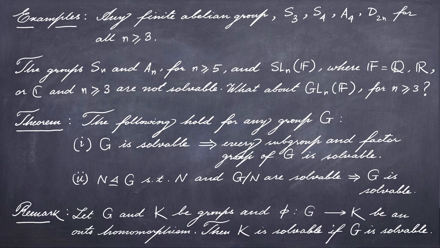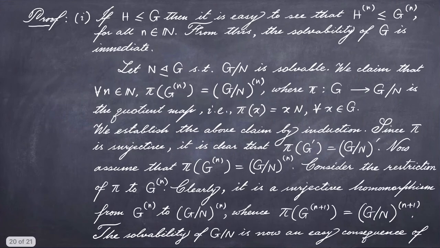So the question for n equal to 2, if you ask the same question for n equal to 2, answering that question is slightly difficult. We will see that later on. For the time being, let's just stick to the case when n is sufficiently large, that is, greater or equal to 3. The proof of this theorem is not at all difficult.